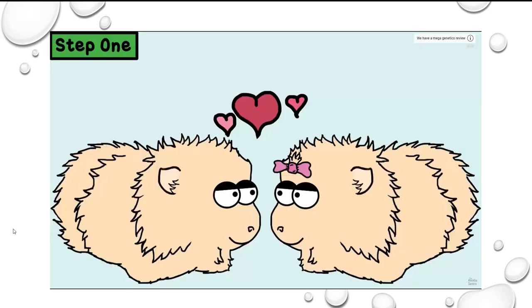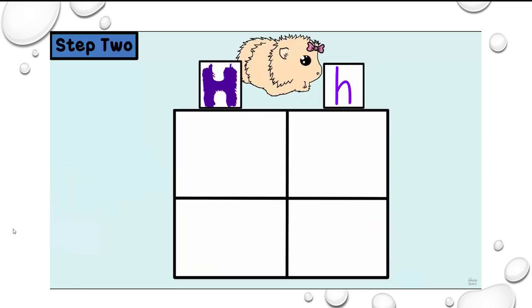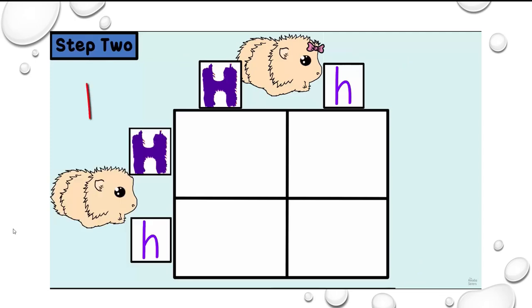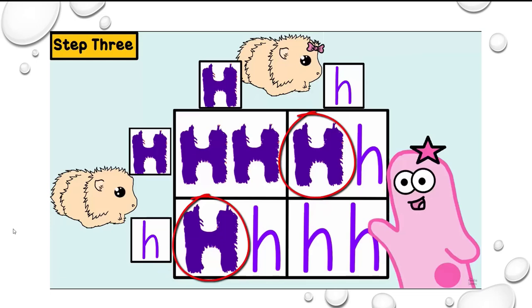Step 1, first, figure out the genotypes of the parents. Heterozygous means big H, little h. Step 2, place one parent along the top of the Punnett square, outside of the boxes like this, and place the other parent along the left side of the square, outside of the boxes like this. Step 3, cross them. For formatting purposes, we always put the capital letter first. The results that you get in the squares would be the offspring, the babies.